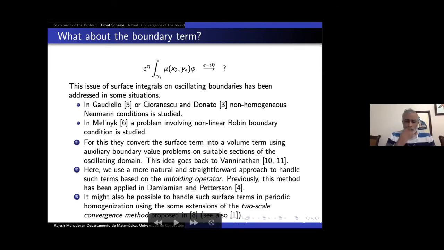Because in the previous works, they convert this surface term into a volume term using auxiliary functions, some boundary value problems which are introduced. I can show briefly.